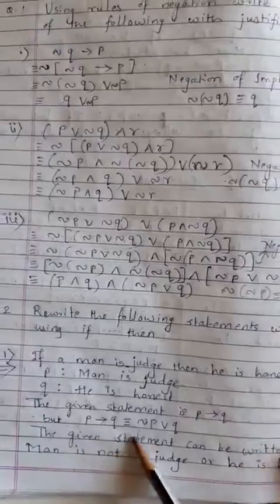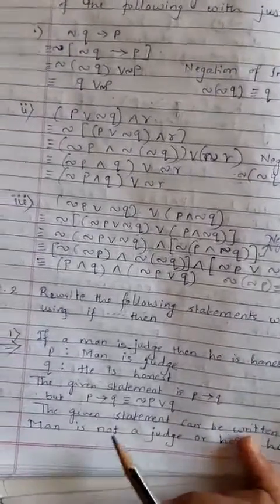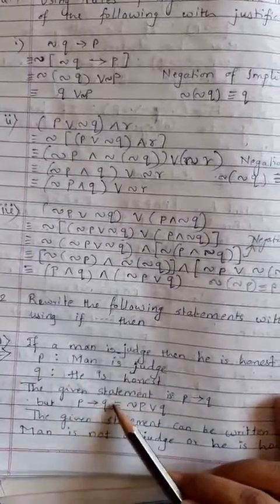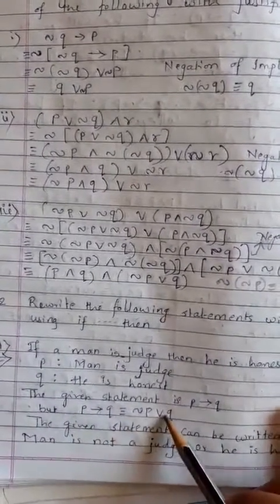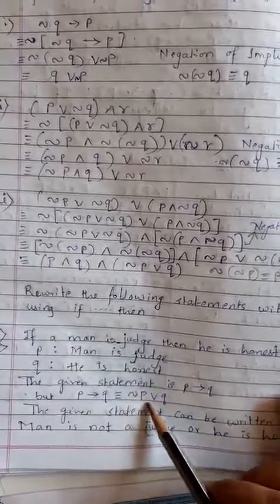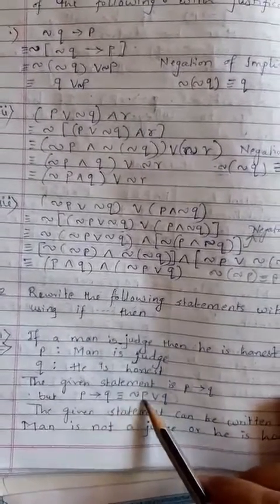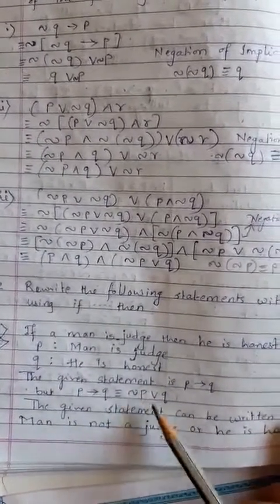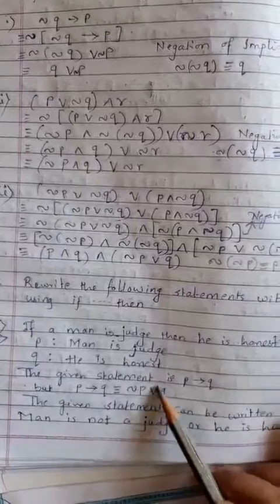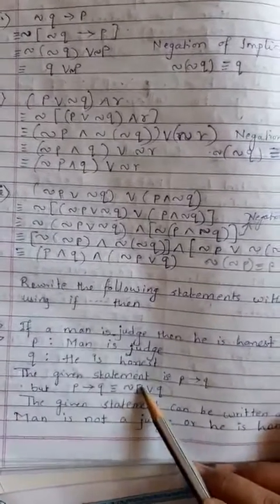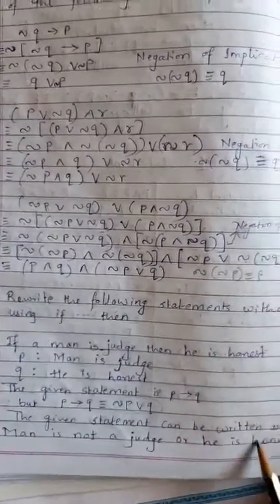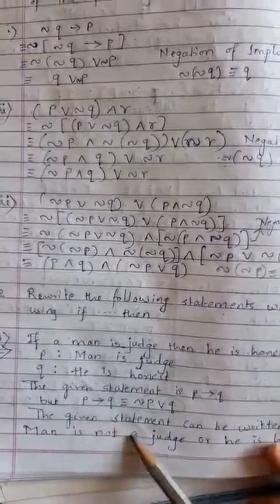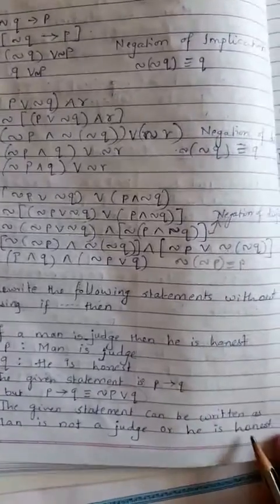So the given statement can be written in this form now, because P implies Q is equivalent to negation P or Q. So we have to use this statement. Negation P means, while writing the statement, man is not a judge, because it is negation P, and here it is OR, so disjunction, so or he is honest. So what is that statement? Man is not a judge or he is honest.